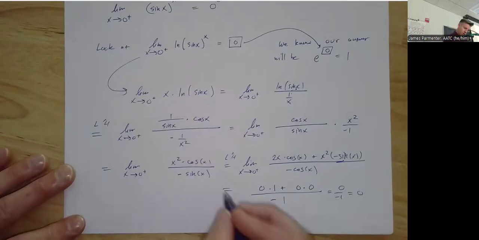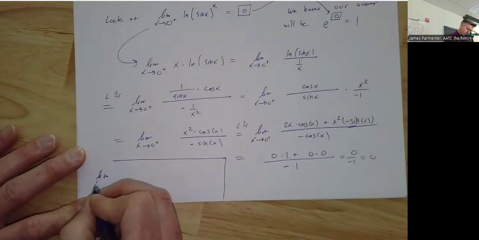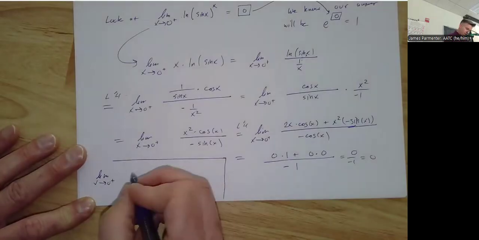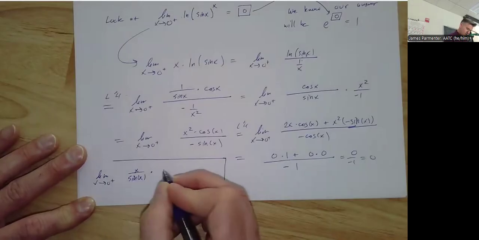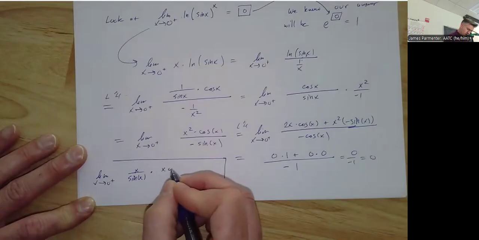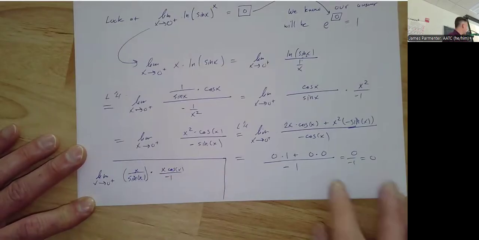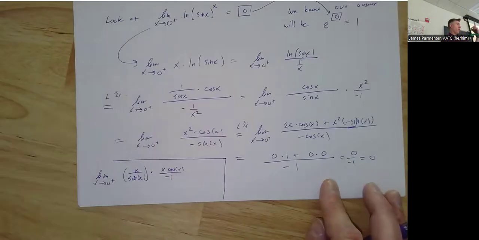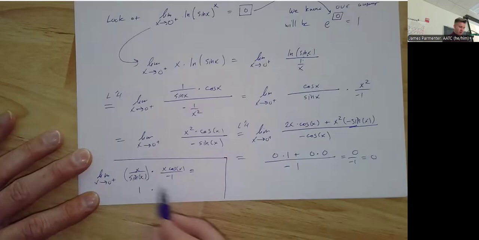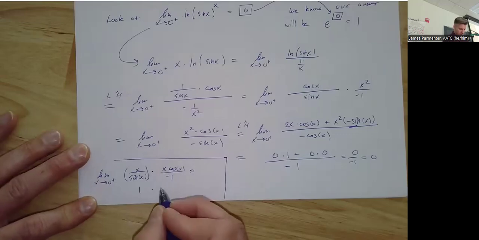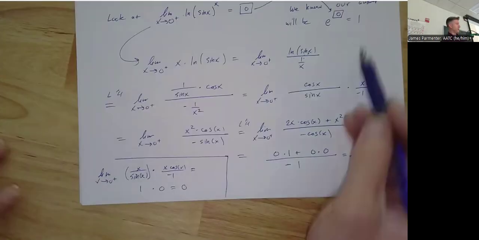slightly different way here. You could have said, I'm going to write this as the limit as x goes to 0 from the right of x over sine of x times x cosine x over -1. This part here, the x over sine of x, the limit of that is 1. And for this remaining part here, 0 times 1 over -1 is 0. You can totally have done it that way. It's totally valid. And then your answer is still e to the 0, which is 1.